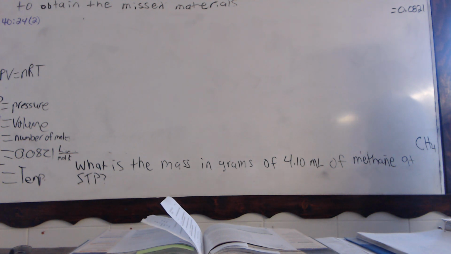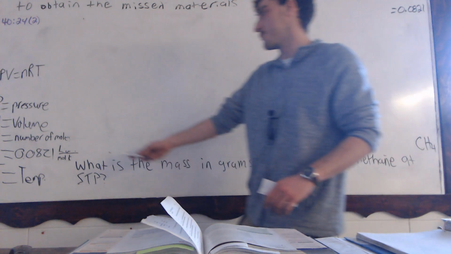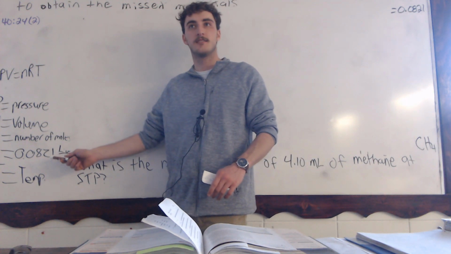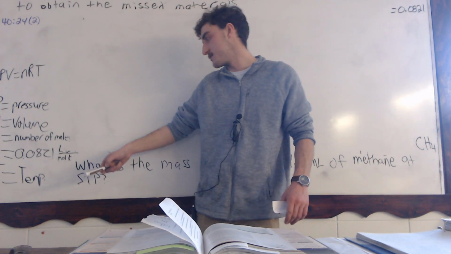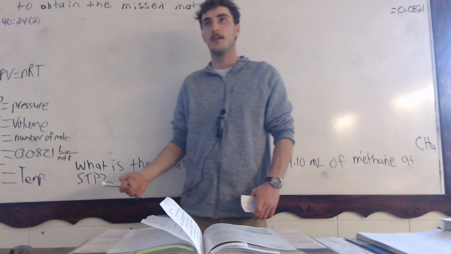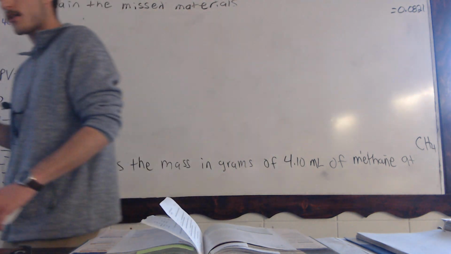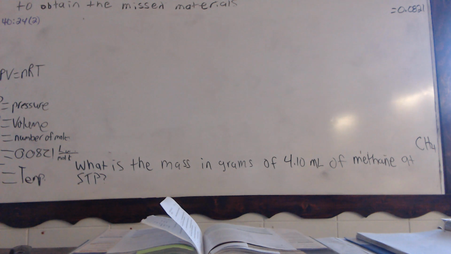If it's not in liters, the R constant is not right, because the R constant is in liters, so we have to use liters. It's in atmospheres, so we have to use atmospheres. It's in Kelvin, so we have to use Kelvin. There are other constants out there, but to make it simple, where you don't have to memorize a bunch and not know which to use when, make sure it's in liters, atmospheres, Kelvin, or STP. To get to liters, you divide by 1,000.